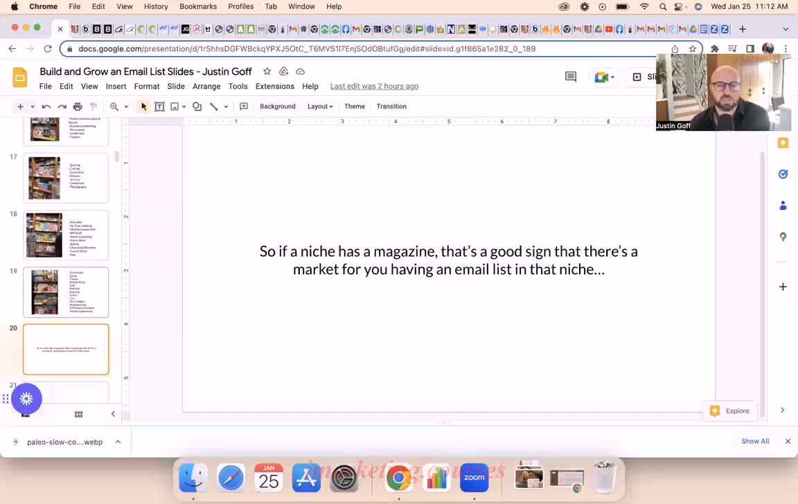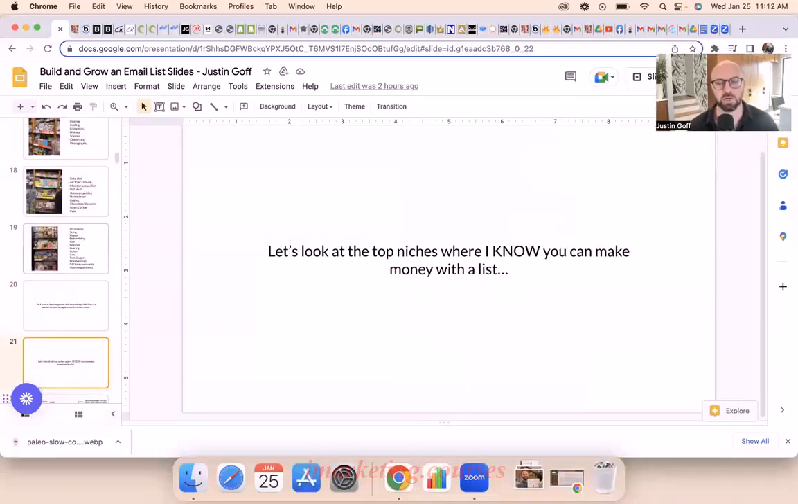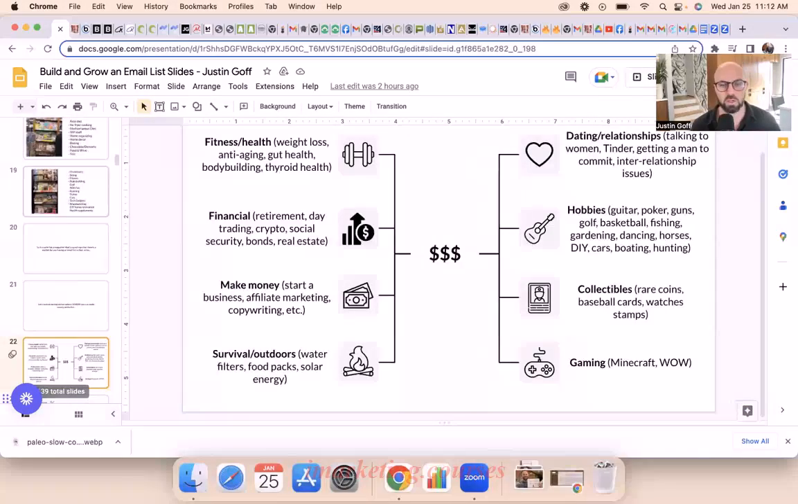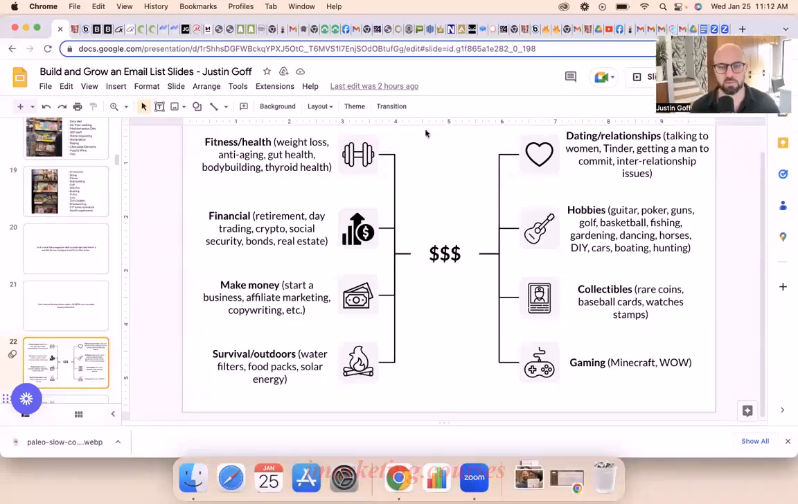So like I said, if a niche has a magazine, to me that's a good sign that there's a market for you having an email list in that niche. I'm gonna go over some of the top niches where I know you can make money with a list, and this is just based on my experience over the last 18, 20 years that I've been doing this. Fitness and health, very obvious one.